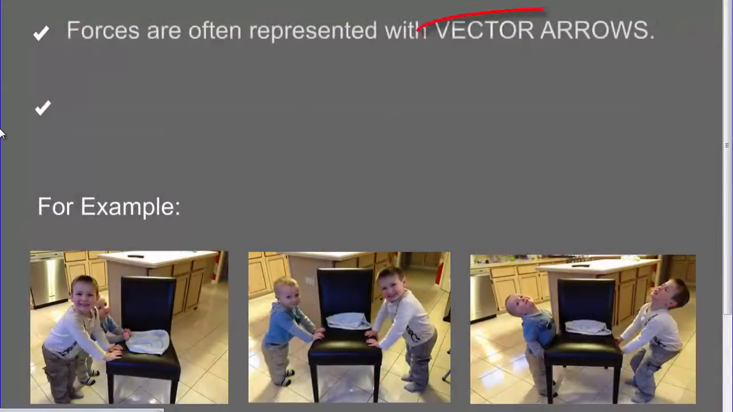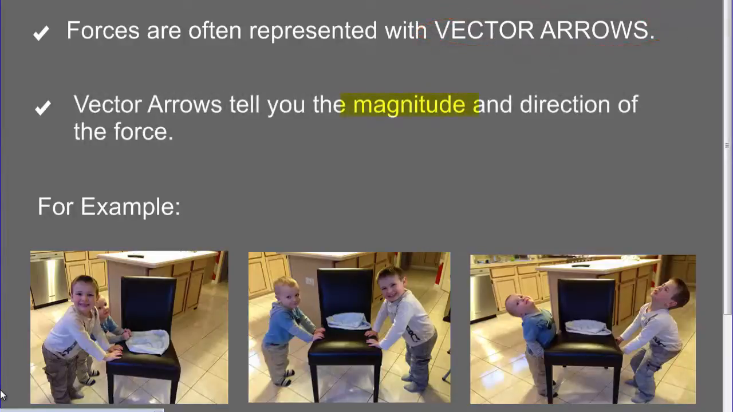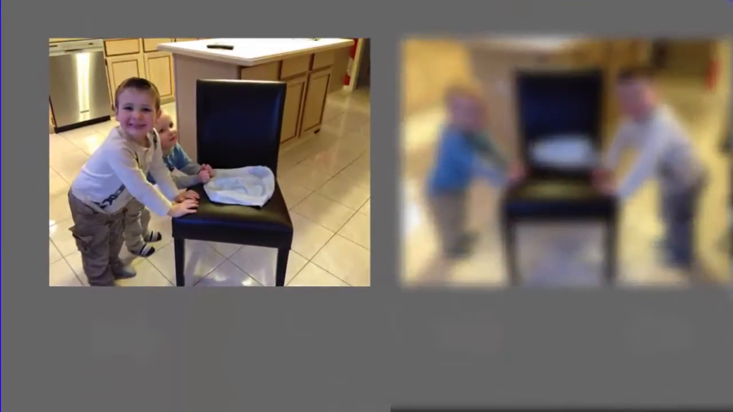Forces are often represented with vector arrows. Vector arrows tell you the magnitude and the direction of the force. For example, in this situation we have two little boys pushing on one side of the chair. If we were to add together their force, let's say they both pushed with 5 newtons, we'd have a total of 10 newtons pushing on the left side of this chair, making the chair potentially go towards the right-hand side.